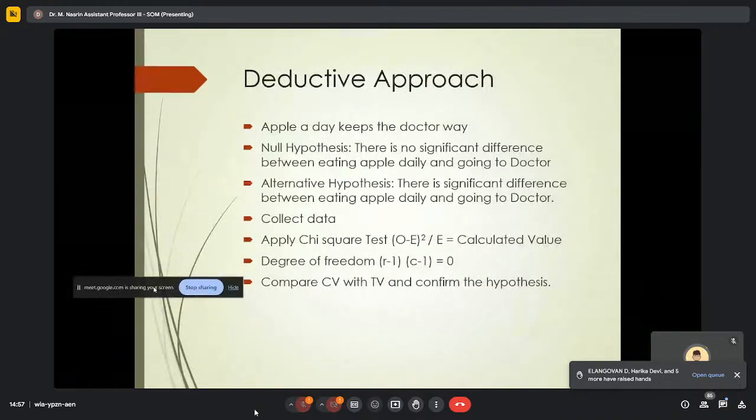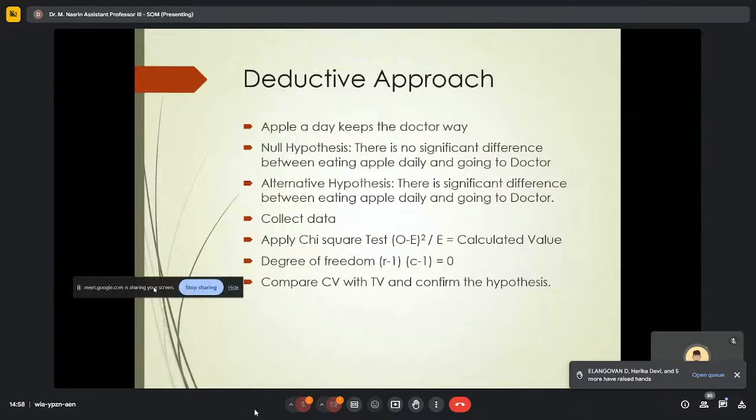Here I have given one hypothesis statement: an apple a day keeps the doctor away. This is a simple statement, my assumption. If we eat apple daily, we need not go to the doctor. So what is my null hypothesis? The second statement which I am preparing will be the null hypothesis. There is no significant difference between eating apple daily and going to the doctor. So there is no relationship. Even if I am not eating apple, I may go to the doctor. This is what I am saying in the null hypothesis.